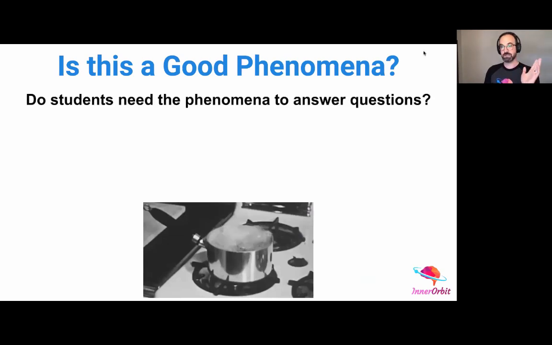So we're going to look at a good phenomena and a not so good phenomena. I'll let you decide which one you think is which. I have my own opinions. So first, is this a good phenomena? Do students need the phenomena to answer questions?